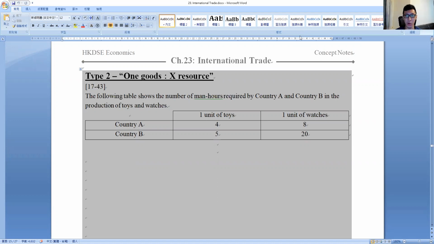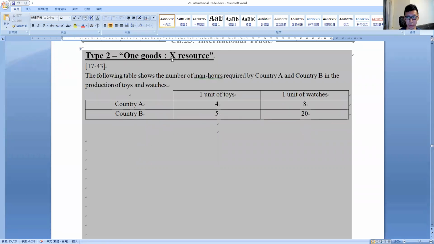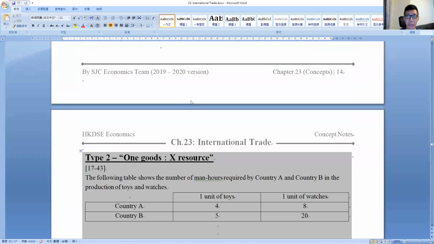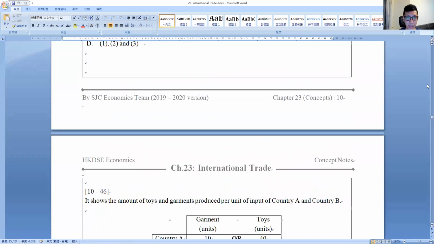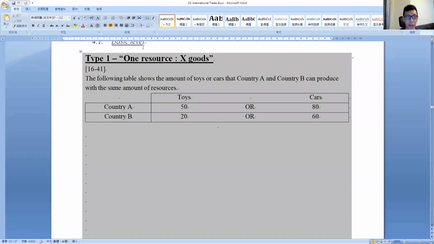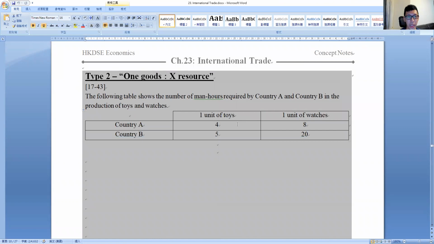Okay, now this time we are going to look at another type of questions that is very common in examination. Okay, 好啦，我哋望望啦。好嘛? Now I call it a type 2 question. Now, what is so different about type 1 and type 2? Remember, when we talk about type 1 question back in our last video, we talk about 1 unit of resources doing how many goods. Now this time is just the opposite. We are talking about 1 goods requiring how much resources.